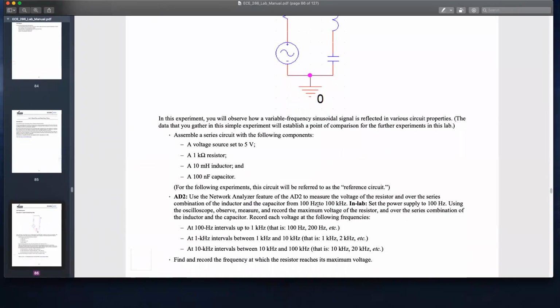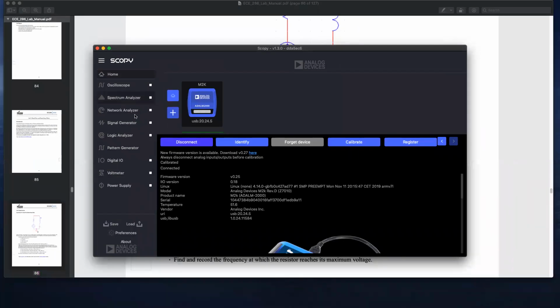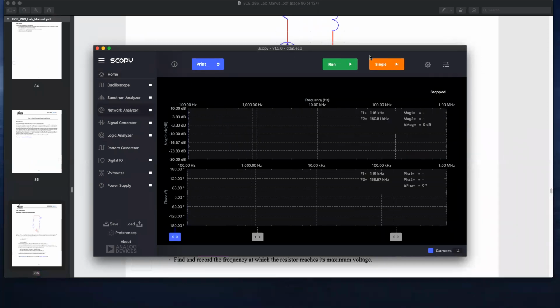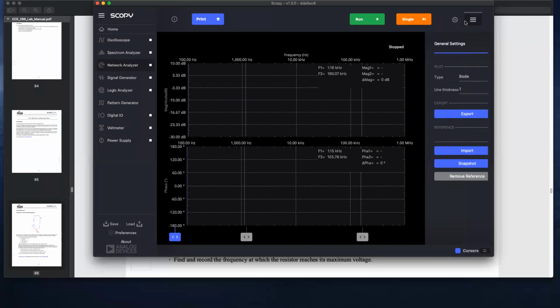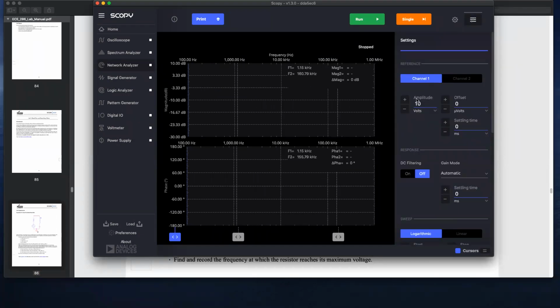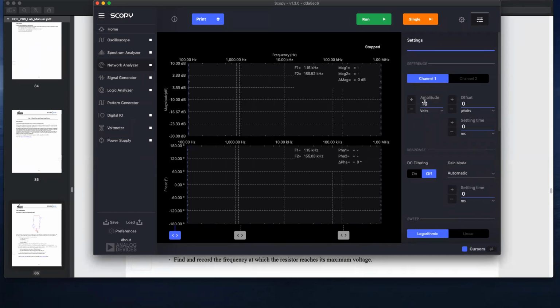You're supposed to do a frequency sweep in lab, but since we have the M2K, you can easily do a frequency sweep instead of manually measuring at certain frequencies. So I'm just going to go to Scopy and then go under my network analyzer. Then I click the three parallel lines and double check my channel 1 is my reference, and I'm inputting 5 volts peak, because this is 10 volts peak to peak. So I'm just going to click single and let it run.